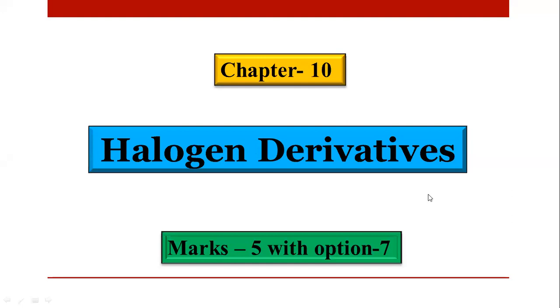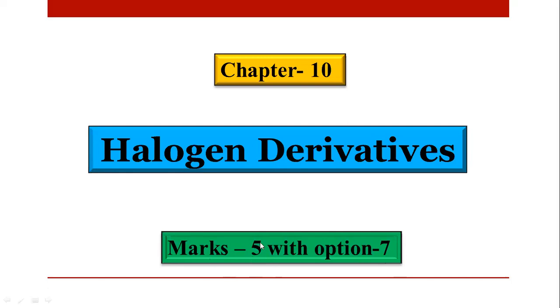In the previous, old syllabus, the name of the chapter was halogen derivatives of alkanes. Only halogen derivatives of alkanes were there in the old syllabus, but in the new syllabus the name is changed to halogen derivatives. Remember, these are halogen derivatives of alkanes, then alkenes, then arenes. So different types of halogen derivatives are introduced in this chapter, which has a weightage of 5 marks, and with option it is 7 marks.